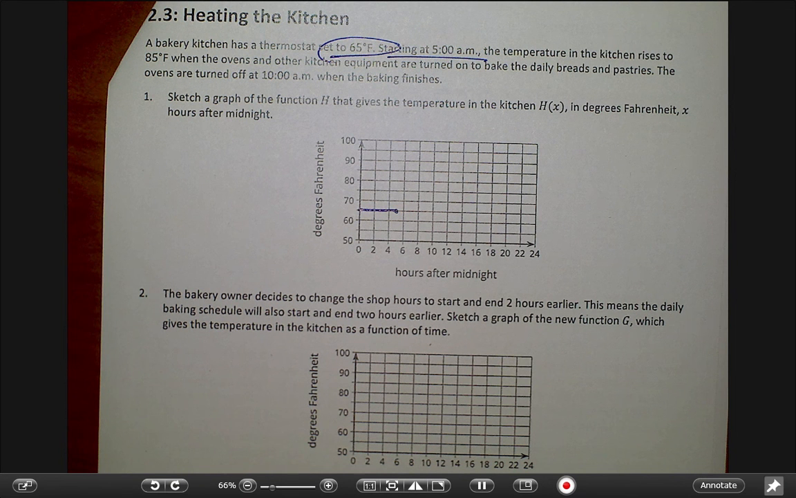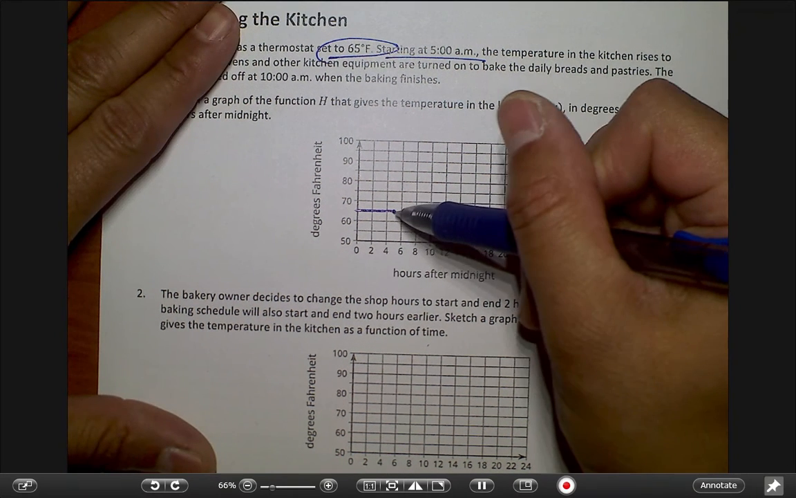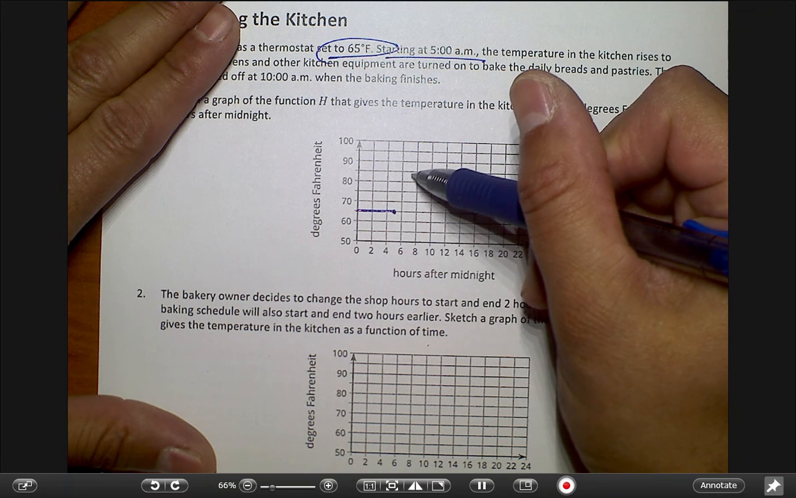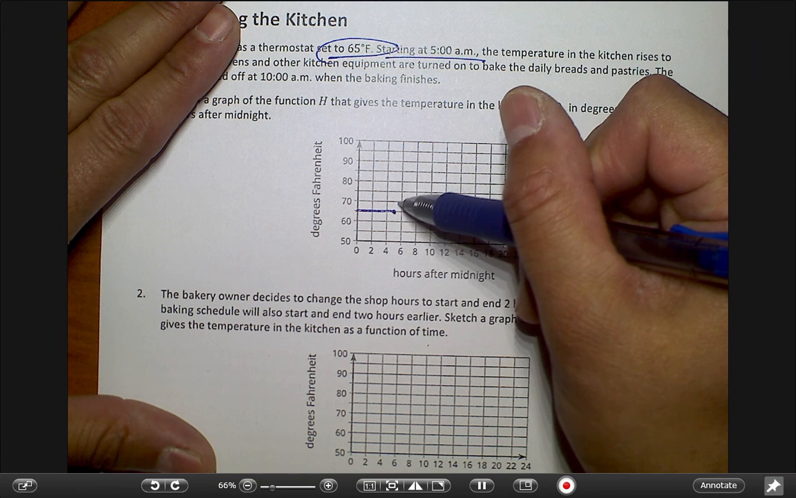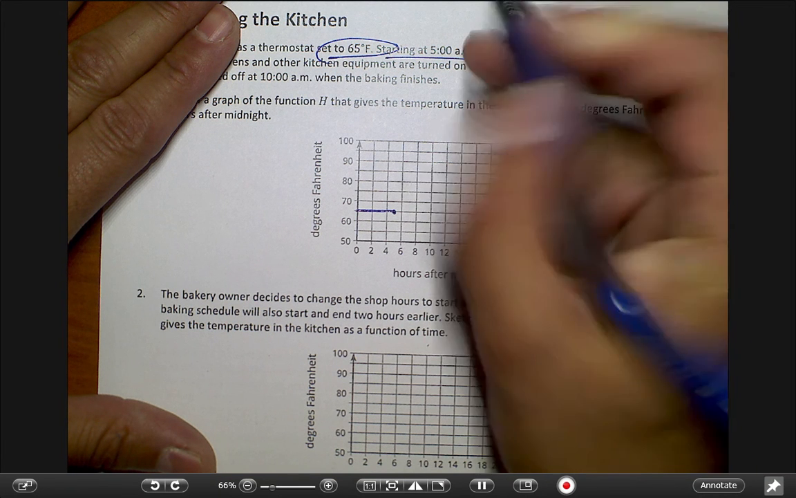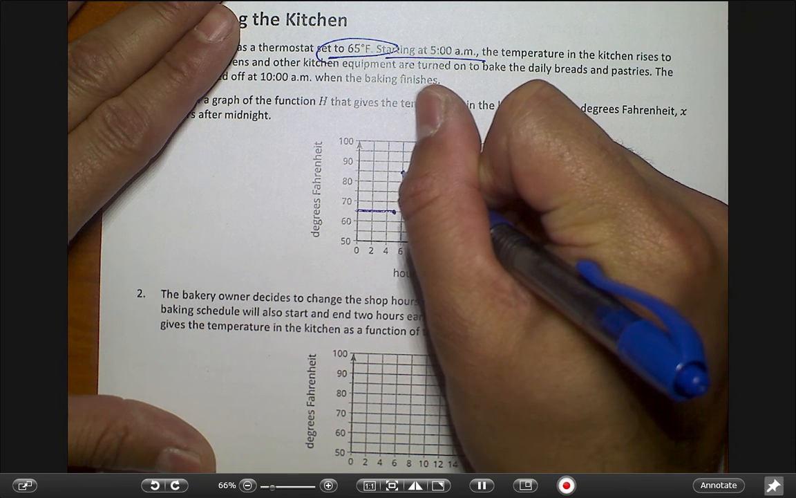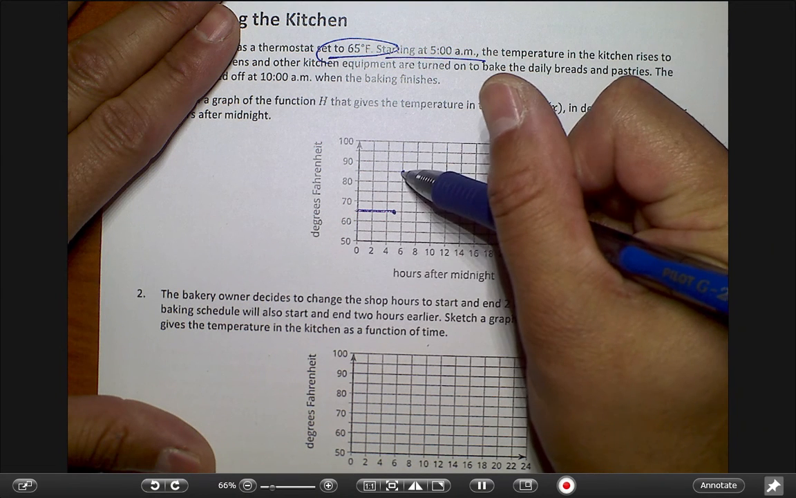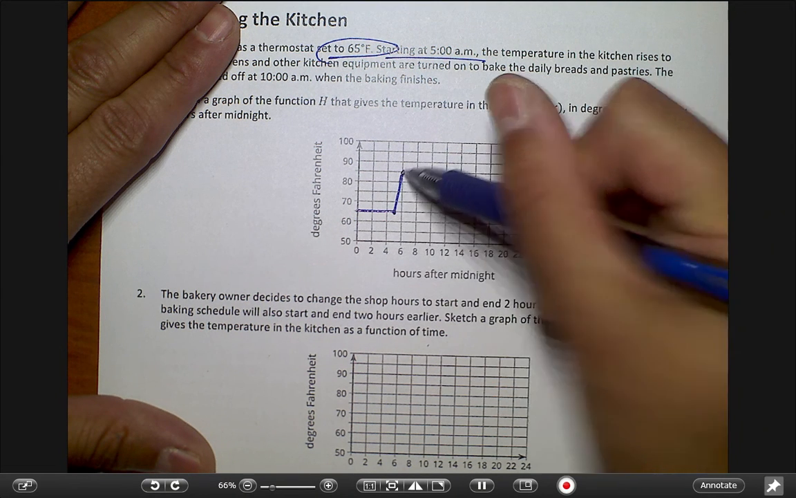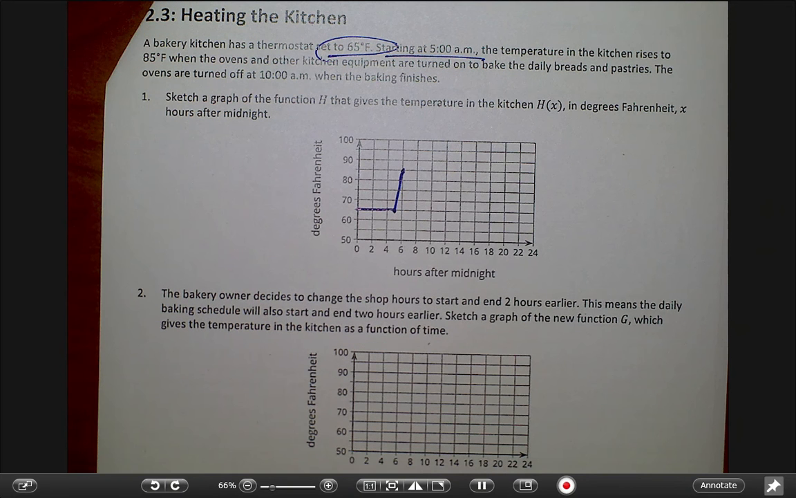Okay, so at 5 a.m., it should go up to some value. What do you think it should go up to? 85 degrees, right? Okay, so let's say it goes to 85. Let's say it takes an hour to get there. The ovens are turned off at 10. We can't estimate how long it takes to get to 85. It's information that's missing from this graph that I'm giving to you. So I'm telling you it's taking an hour to get that hot.